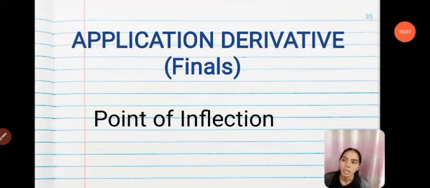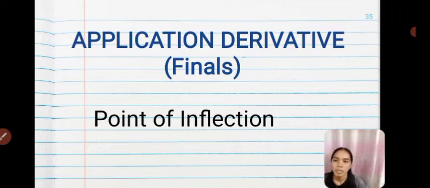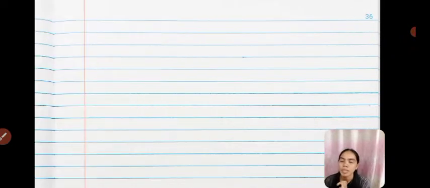Once again, good day. And for the application of the derivative, I choose the point of inflection. So point of inflection can be found by equating the second derivative to zero.